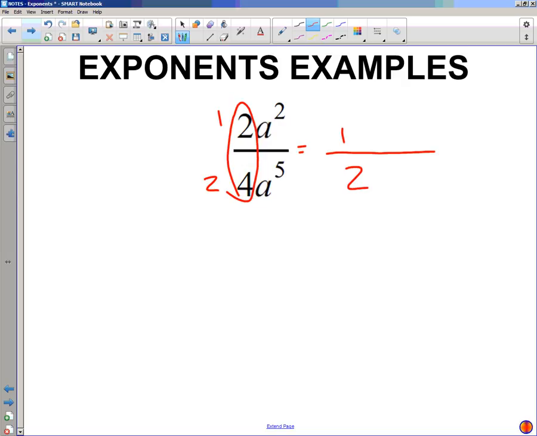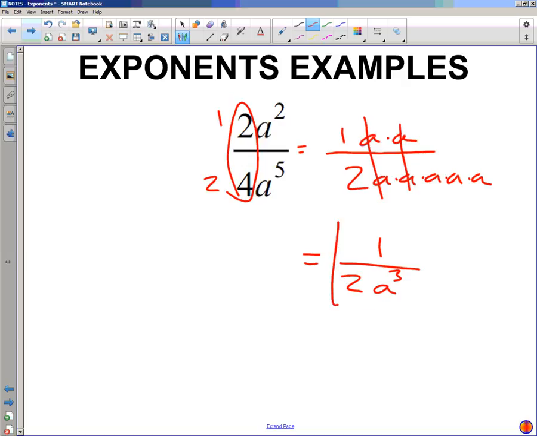Kind of like the last example, I'm going to sort of envision in my head a squared as a times a, and a to the 5th is a times a times a times a times a. And we can do some canceling here. We've got some a's that we cancel top and bottom. All the a's are gone away on the top at this point. So we don't have anything left on the top but that 1. And on the bottom we've got a 2 and a times a, which I would write as a cubed. And there's nothing else to simplify, so that's as far as we can go, and that will be our final answer.